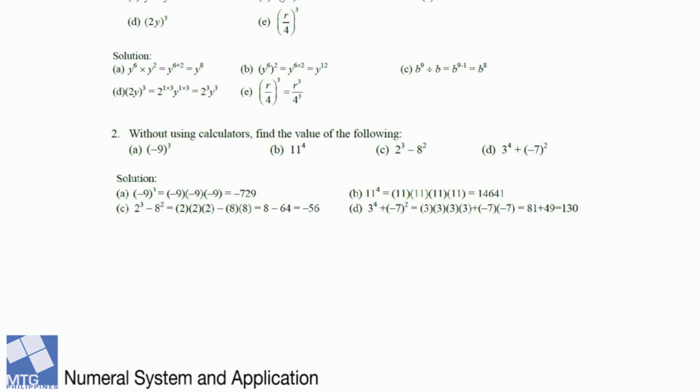Part C. 2 cubed minus 8 squared. So we have to expand first the 2 cubed. This will give us 2 times 2 times 2 minus 8 times 8. So when simplified, this is equal to negative 56. Part D, we will have 3 raised to 4 plus the square of negative 7. So this is 3 times 3 times 3 times 3 plus negative 7 times negative 7. When simplified, we will have 81 plus 49, so this is equal to 130.